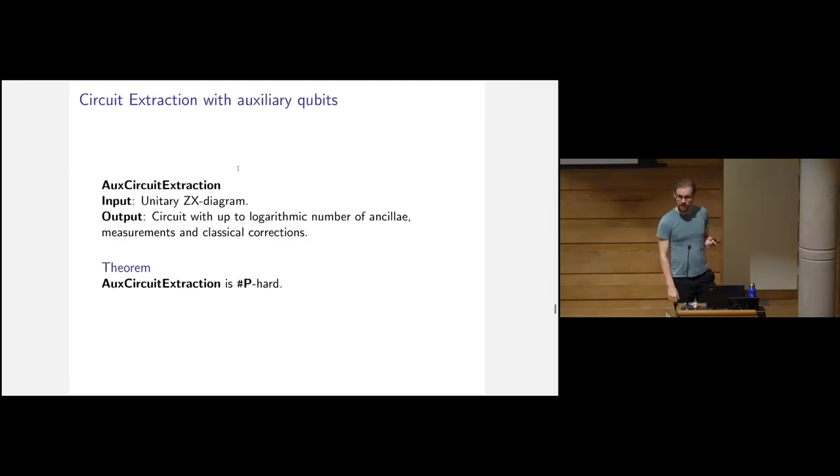There are a couple of variations we can consider. First of all, this result now only works for unitary quantum circuits, right? But we can also weaken what our output may be. So now I say our output can also contain a logarithmic number of auxiliary qubits, measurements, and classical corrections. It's important here that it's a logarithmic number of ancilla, because that means the size of the matrices will still be polynomial in our instances. So then we can still efficiently calculate it. So even with a small number of ancilla, the extraction is still hard.